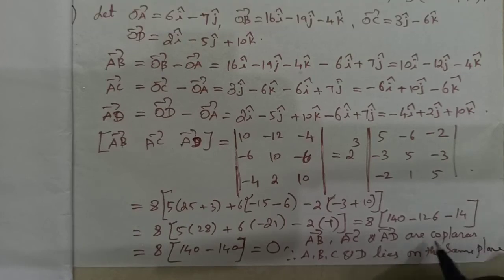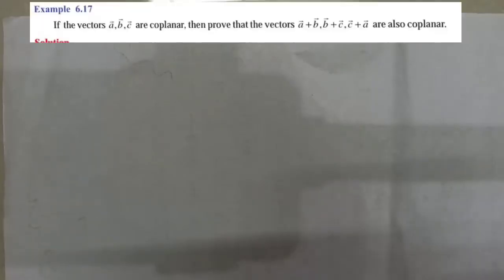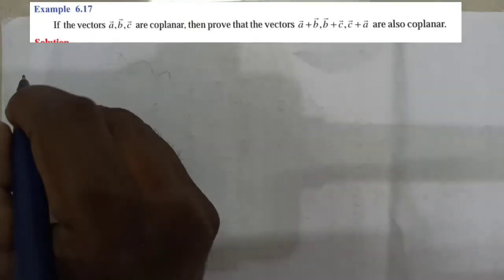Okay, this means coplanar. Next, let me see example 6.17. The question: if the vectors A, B, C are coplanar, then prove that the vectors A plus B, B plus C, C plus A are also coplanar. Okay, so what is given?